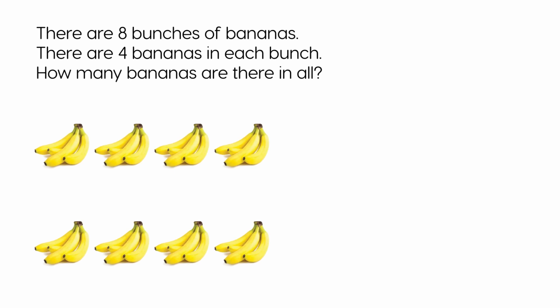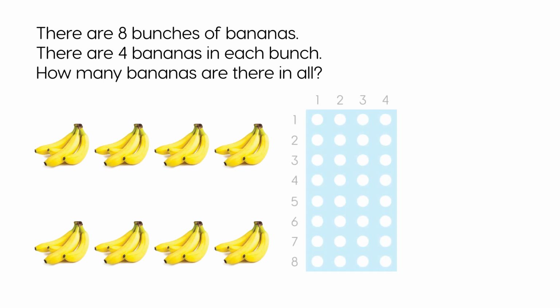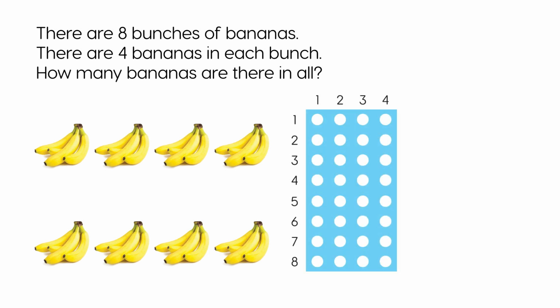There are 8 bunches of bananas. There are 4 bananas in each bunch. How many bananas are there in all? 8 groups of 4. 8 times 4 equals 32.